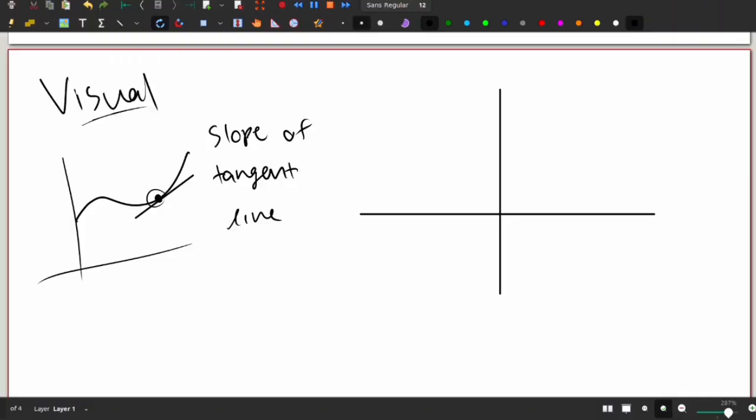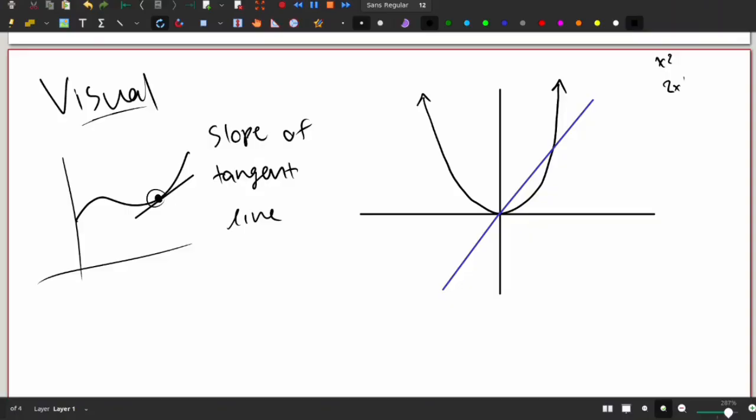Now let's imagine our function was like this. This is a basic quadratic parabola. Then we know our derivative would be linear. Assuming this was just x squared, our derivative by our power rule becomes 2x to the 1. Now let's compare between the derivative and the function.